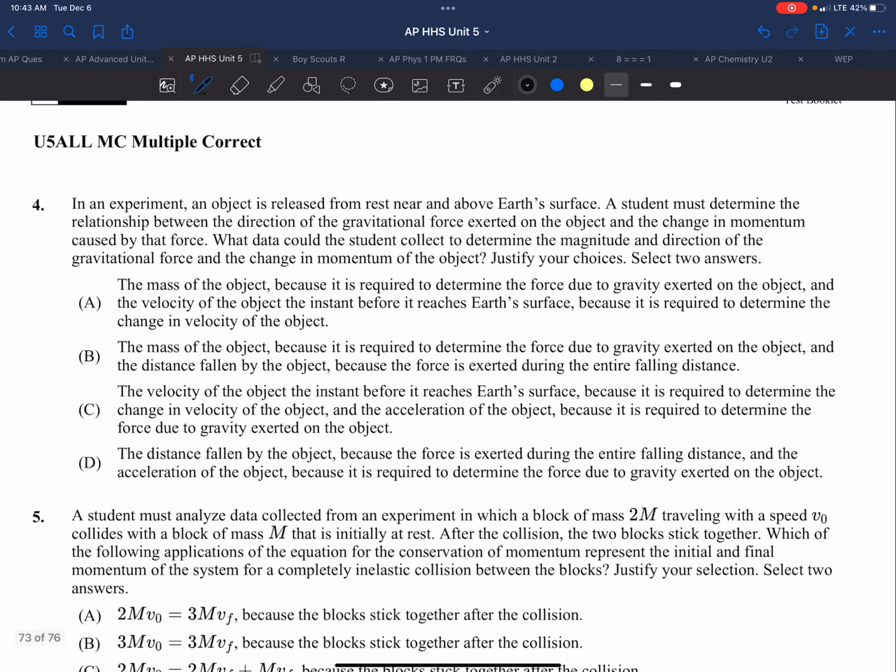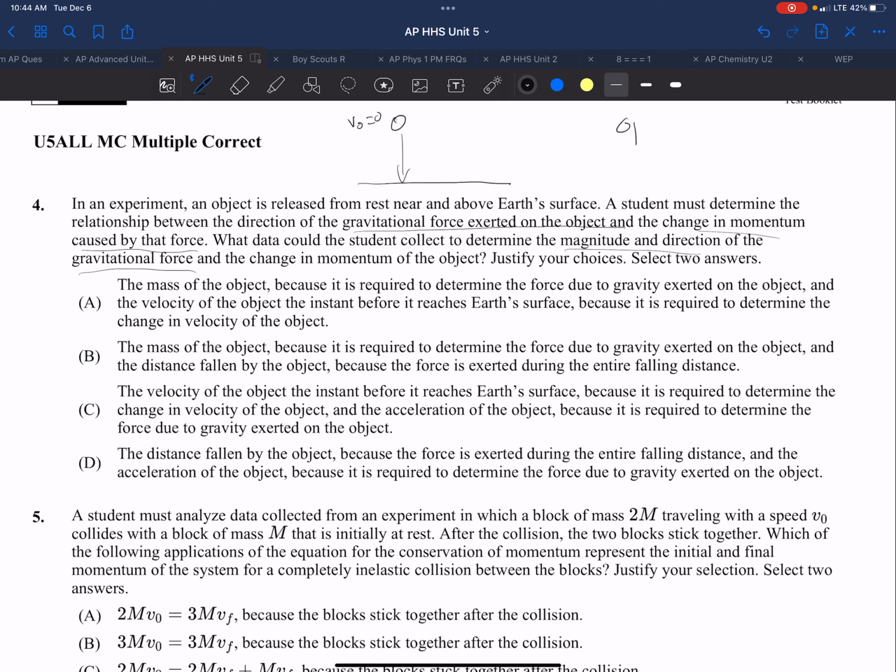So in question 4, we have an object released from rest near the surface but above the surface, so V0 equals 0. The object is dropped. Determine the relationship between the direction of the gravitational force and the change in momentum caused by the force. What data would the student need to determine the magnitude and direction of the gravitational force and the change in momentum of the object?